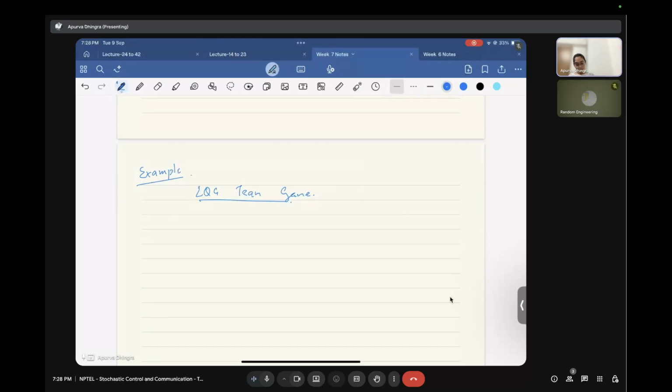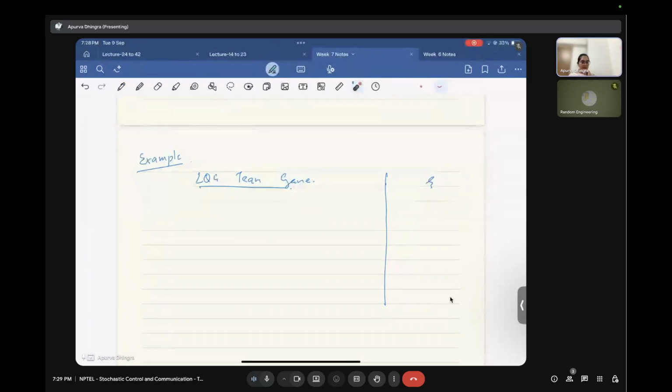So let me draw what the game structure is like. Let's say there is some true state of the world. Okay. Just give it a second. My iPad is stuck.